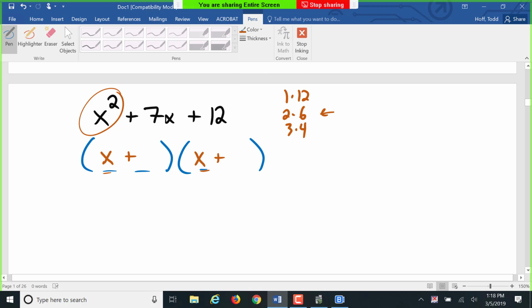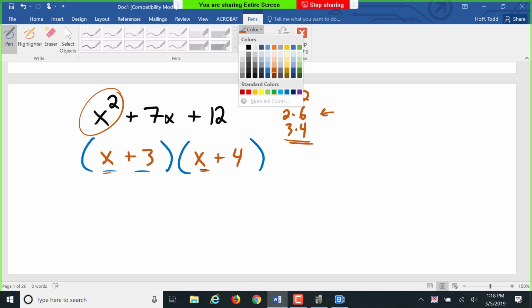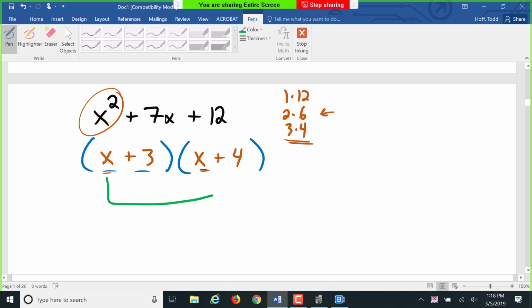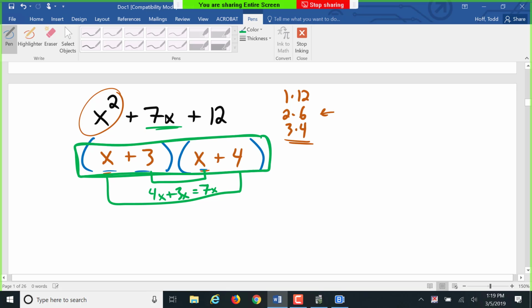Which ones are going to work? 3 and the 4. Good. So let's double check the outside. X and 4 make 4x. On the inside, we have 3 and x multiply to make 3x. Add those to get 7x, and that is what we wanted, 7x. So that factors to be x plus 3 times x plus 4. Any questions there?